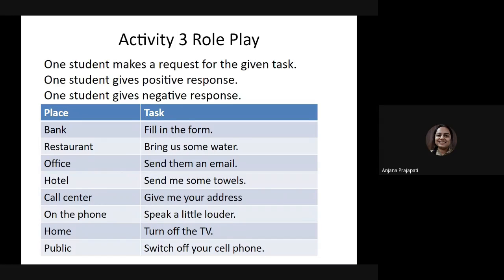Now, you can see there is a table with different places and a task given. The first says bank, and the task is to fill in the form. So this is a task where requesting is needed. One person requests the other person about filling the form. What do you have to do?